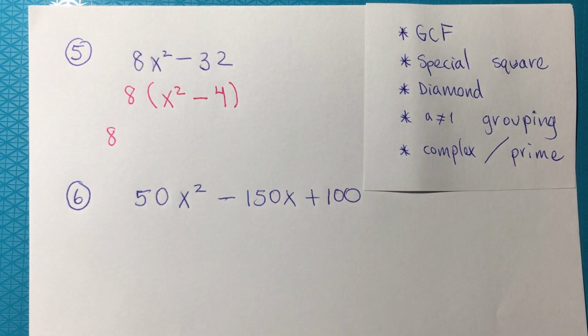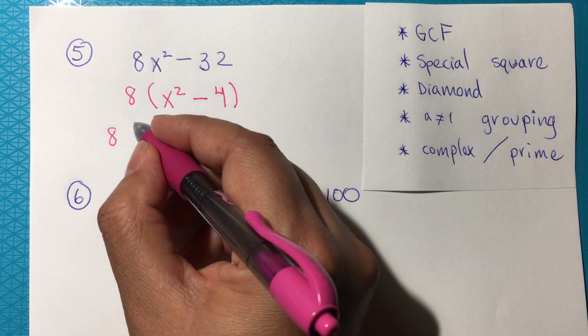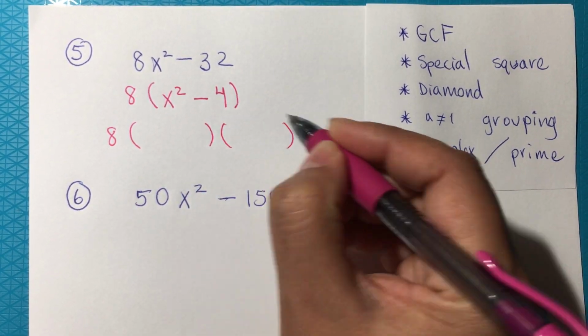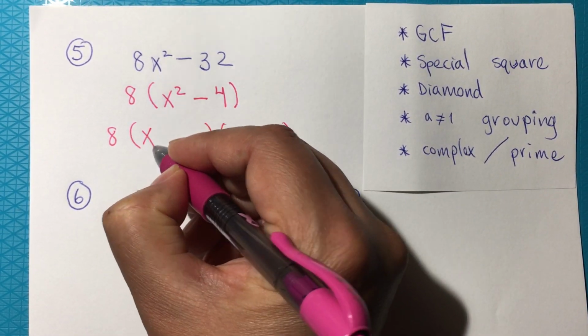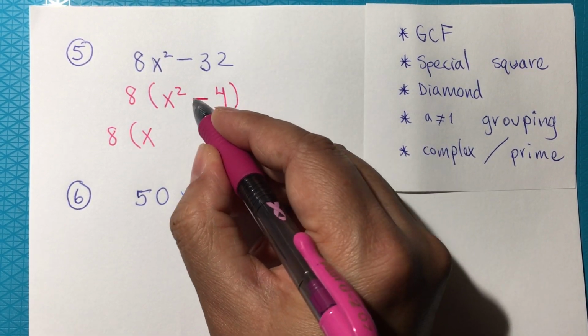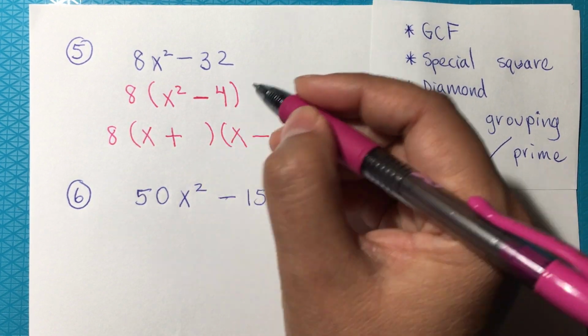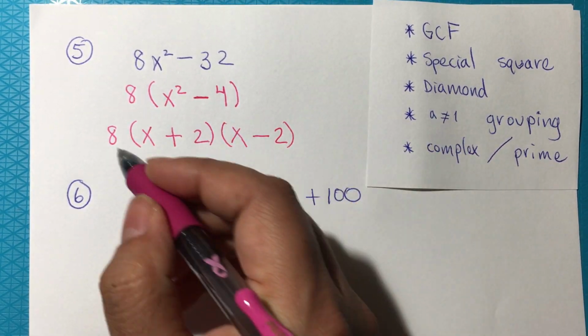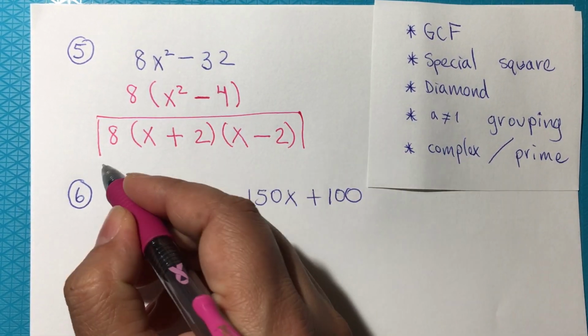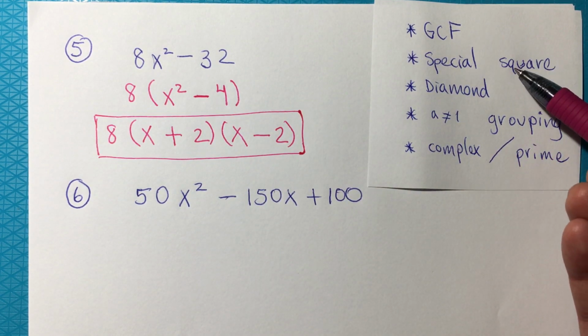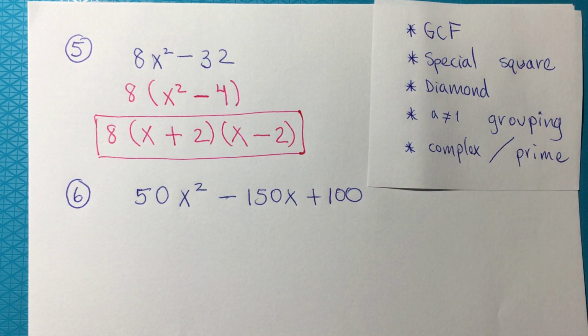So we bring our GCF, or greatest common factor. We open the 2 parentheses. The square root of x squared is x, and we put it in both. Remember that this means that I'm going to have 1 positive, 1 negative, and the square root of 4 is 2. So those will be my 3 factors. So in here we were using greatest common factor and one of the 2 special squares.